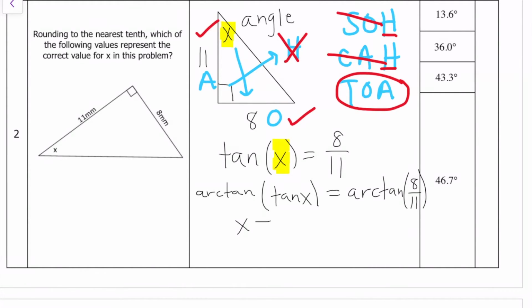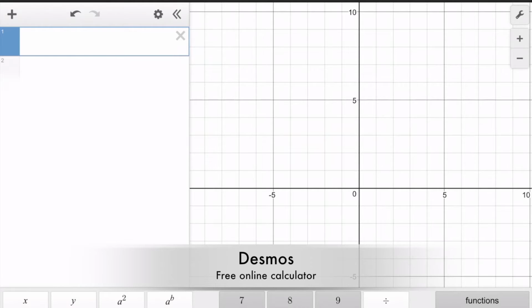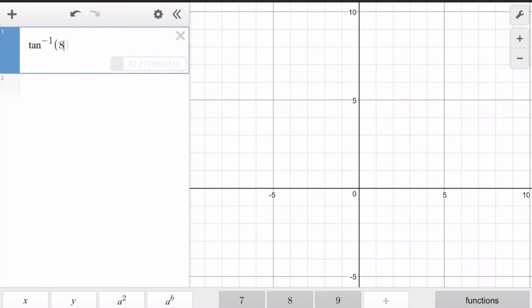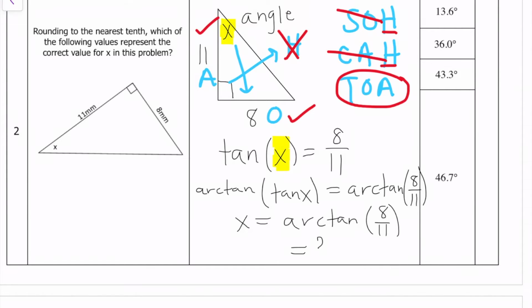Now on the left side we're just left with x, and on the right side we're left with arctan of 8 over 11, which can be directly put into Desmos to find the numerical answer. We need to make sure Desmos is in degree mode, and then just put it right into the calculator, and our answer is 36.0 degrees. Now going back to the problem, we can see that 36.0 degrees is the second choice out of the 4.